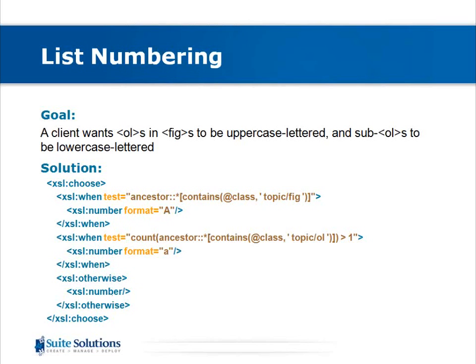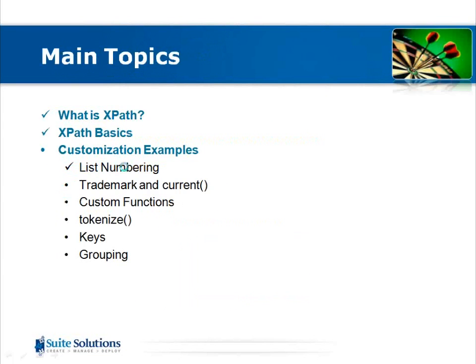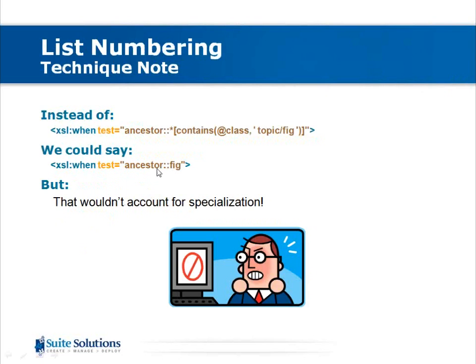So here we're getting a little bit more complex, using some of the other axes that we saw, adding in a function of count in order to more heavily conditionalize our output. One note on technique. You may have noticed and wondered why we keep using this contains function, where the class contains topic/fig. We could just as easily say, in a default case, when test equals ancestor::fig, rather than match all nodes whose class contains topic/fig.